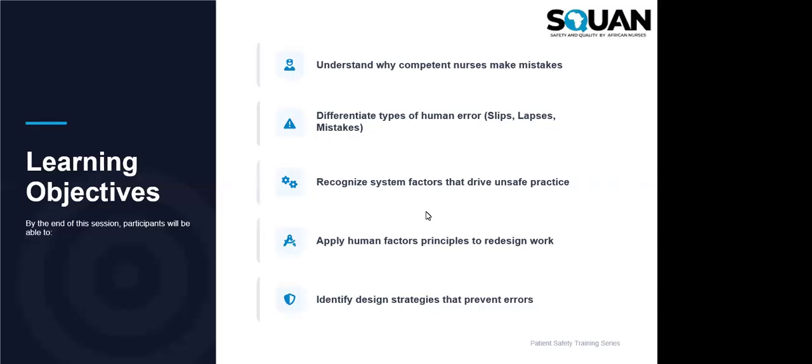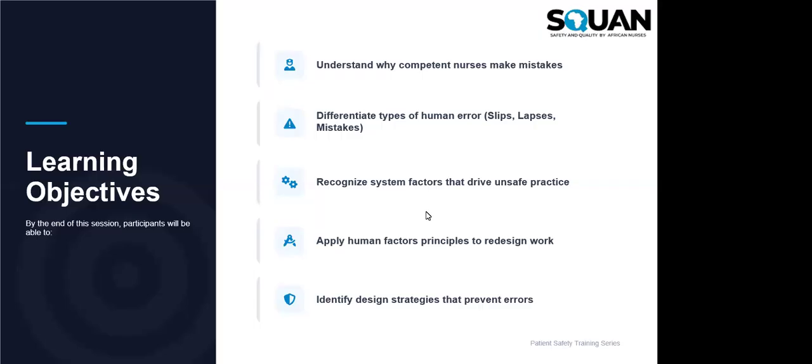Okay, so the learning objectives for today would be these 5 key things. So we want to understand why competent nurses make mistakes. We want to be able to differentiate the different types of human error. So we'll, of course, go deep dive into the different types, such as slips, lapses, mistakes, and also give you some examples of what we mean when we say slips, lapses, and mistakes and all of that. Also, we're going to try to recognize system factors that drive unsafe practices.